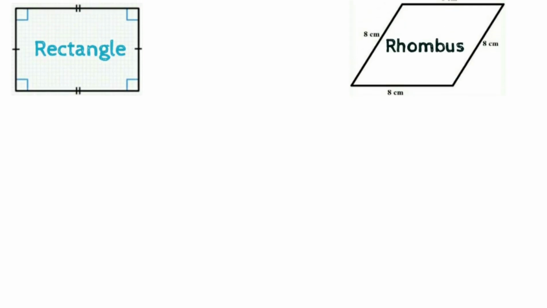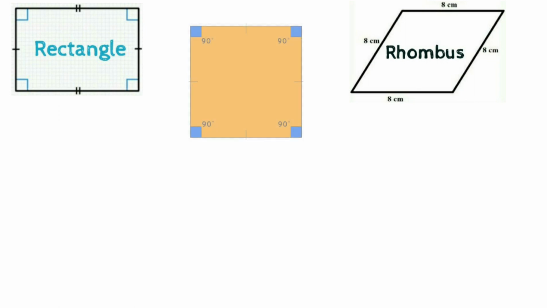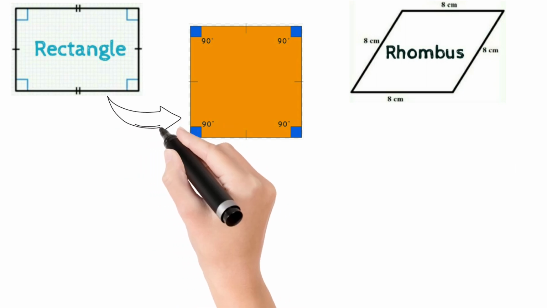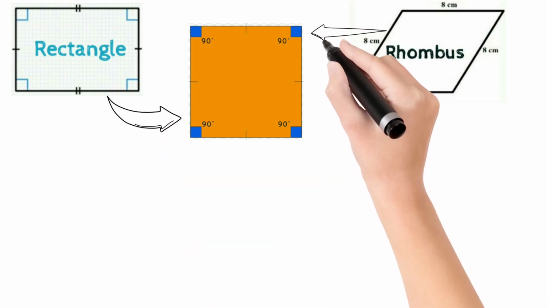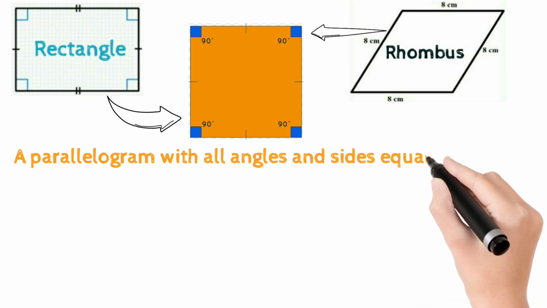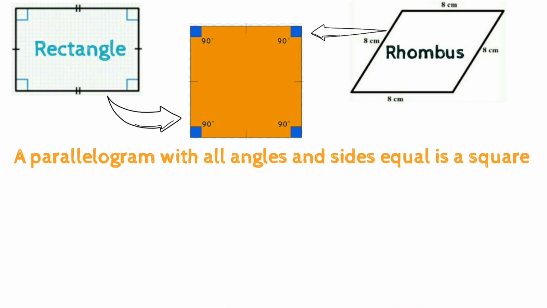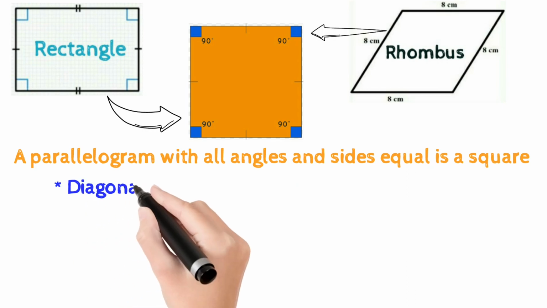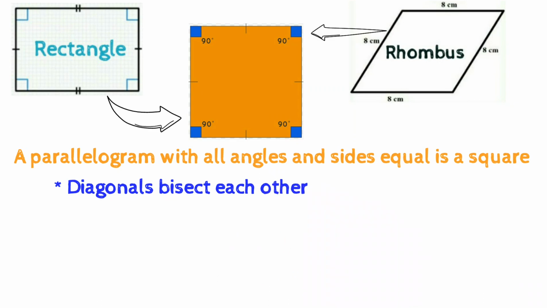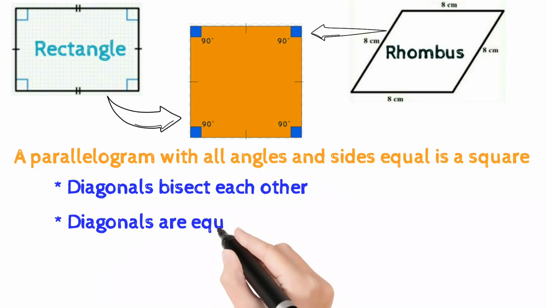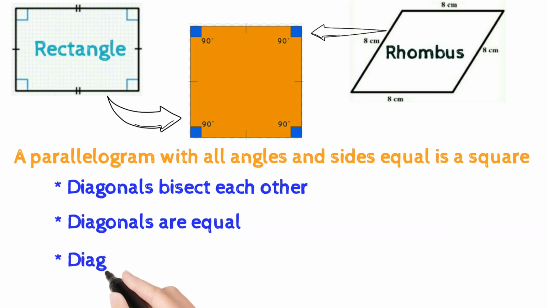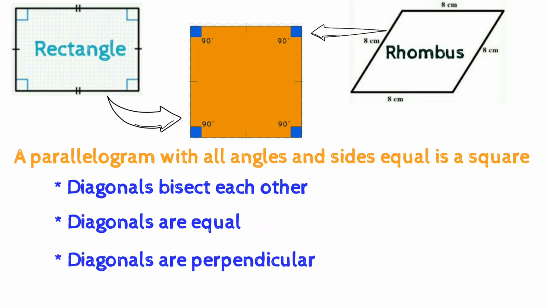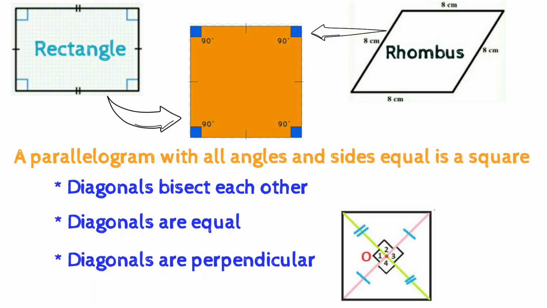Now let us learn a very interesting fact. We'll consider a rectangle, and we will also take a rhombus. Now we will modify this rectangle with respect to its sides, and we will modify this rhombus with respect to its angles. So we get the same figure, which is known as a square. So a square is a parallelogram with all angles and sides equal. Now looking at the properties, the diagonals bisect each other. Diagonals are equal, and also diagonals are perpendicular to each other, as you can see here in the figure given below.